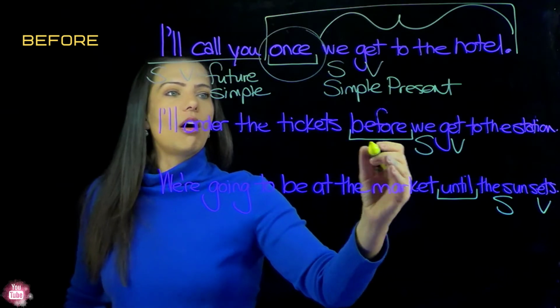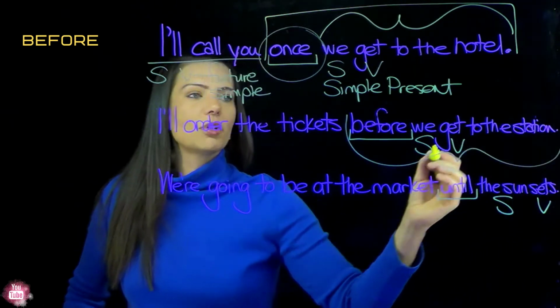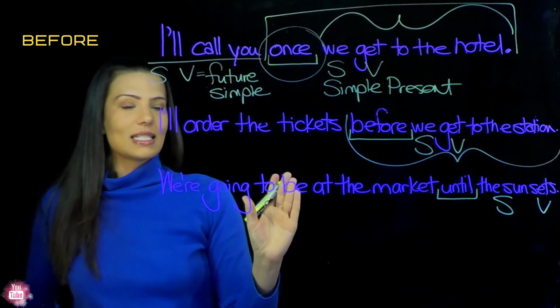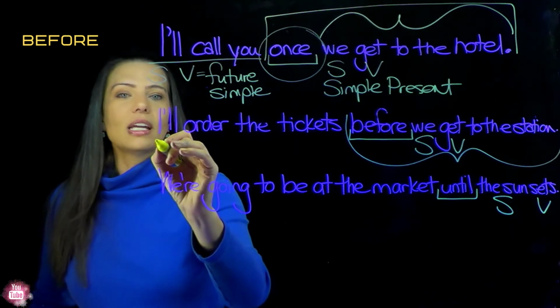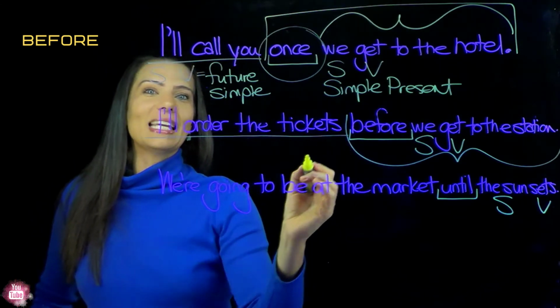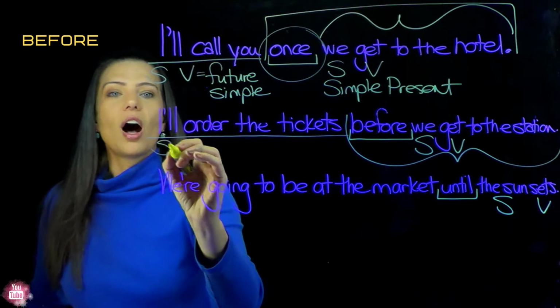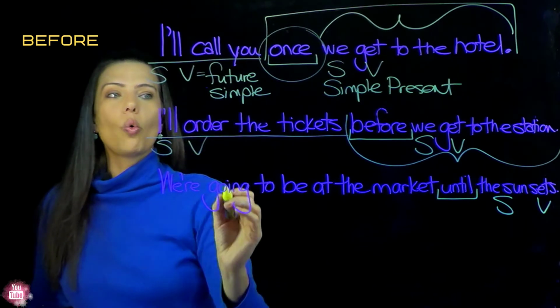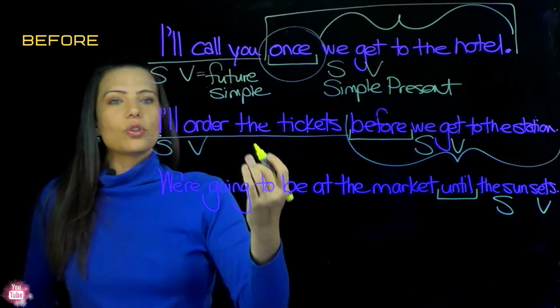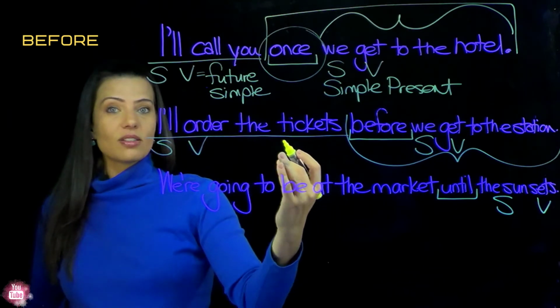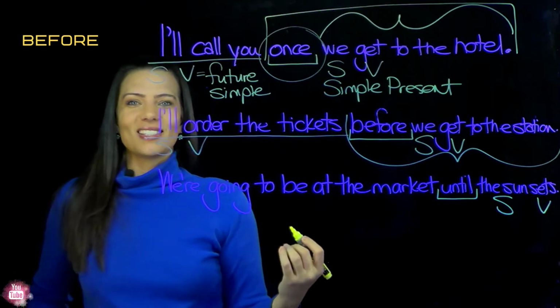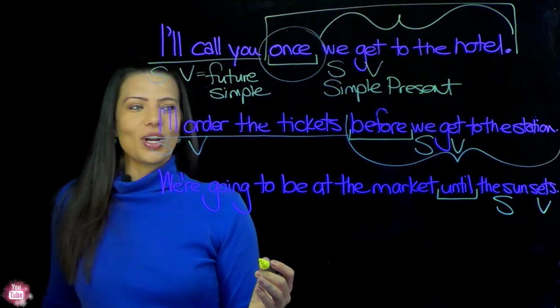Okay, so all of this future time clause is written in the simple present. Here is the main clause, and here we have I is the subject, will order is the verb. So I will order the tickets when? Before we get to the station, so that we're all prepared to get on the train.